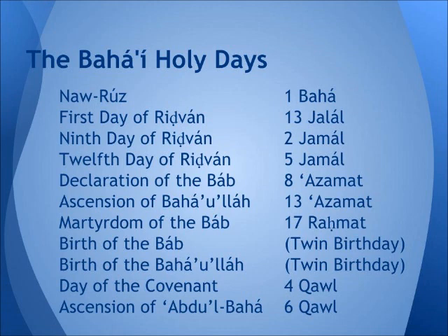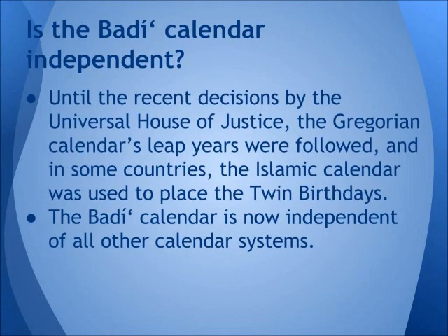Birth of the Báb and the birth of Baha'u'lláh are twin birthdays, and these will be celebrated at different dates depending on the year. These are published in advance, and we'll have some links to show you where to find this information if you need it. Okay, so the Day of the Covenant is on 4 Qawl, and Ascension of Abdul Baha on 6 Qawl.